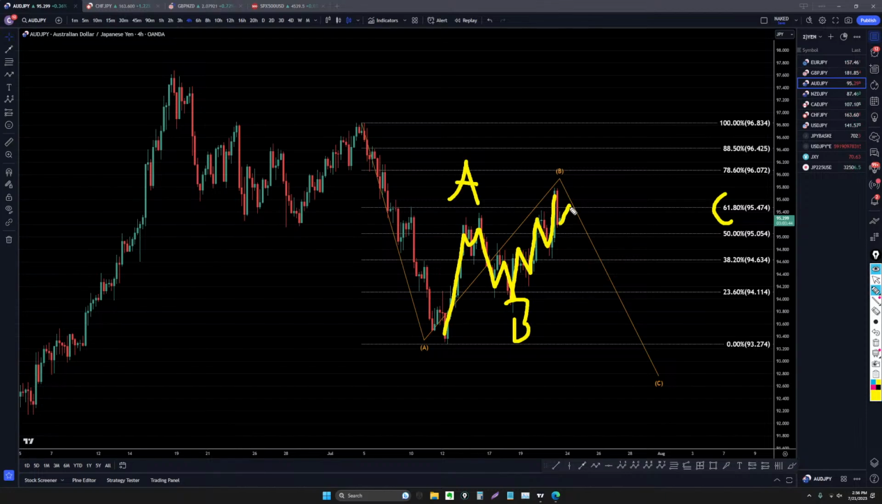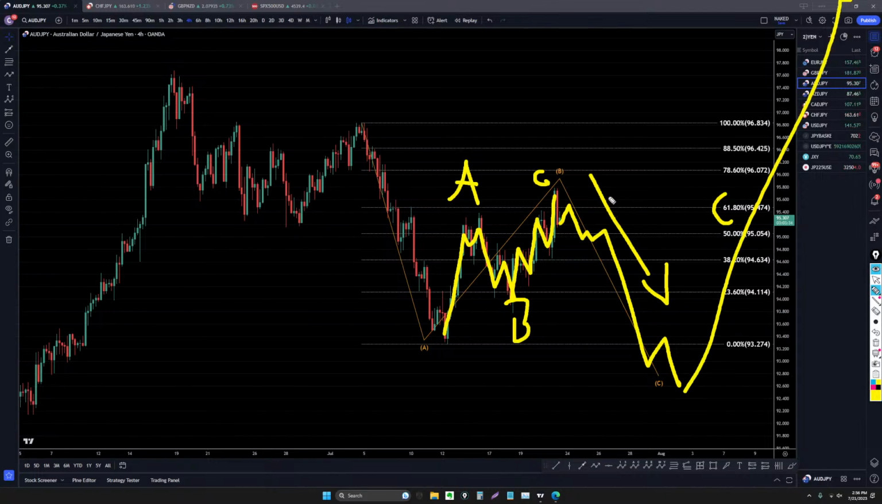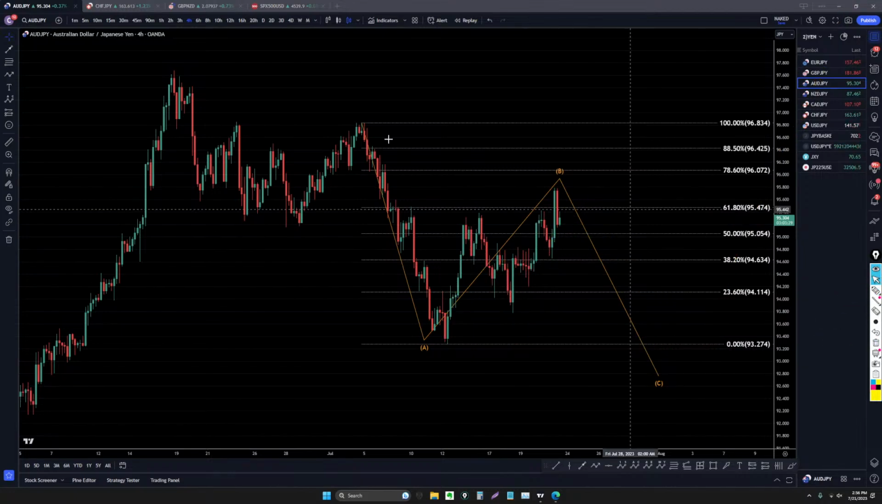I think it might make one more attempt to go up, but I bet it's going to make a lower high and go down. I think this is an A, B, C, a B. And then I think it's going to go down for the C, and then once that C is complete, probably next week, or maybe even the news on Wednesday will do it, but I think there's a good chance it will continue up eventually.